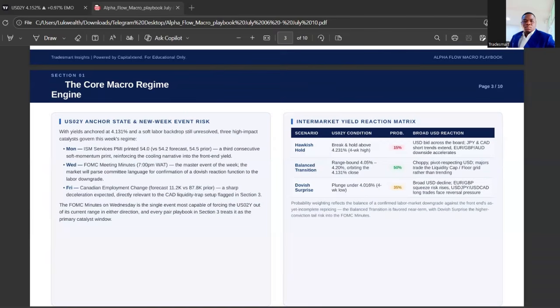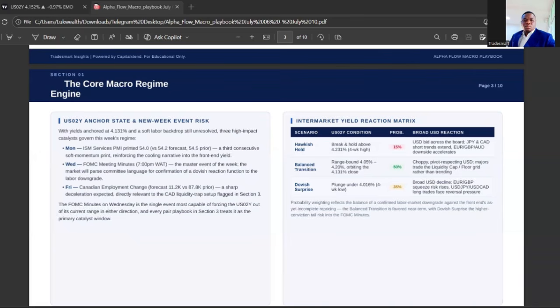And the third one I have on this report is the dovish shift. Roughly, I put it at 35% chance. Yield breaks down under that 4.016% floor. It happens if the tone shows the committee was already worried before this data, so the market runs with that really fast. So we have 15, we have 50, and we have 35. Now, who is already positioned which way, and what really matters so much. So we are waiting tomorrow to see what is going to print out.